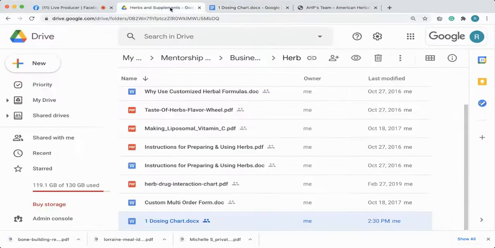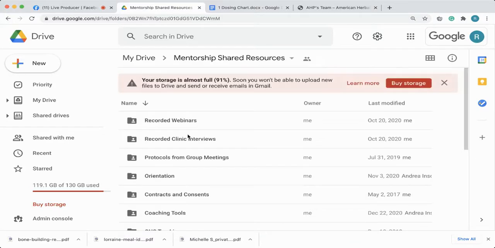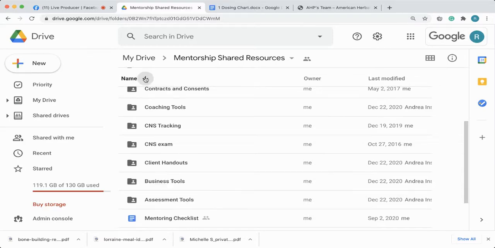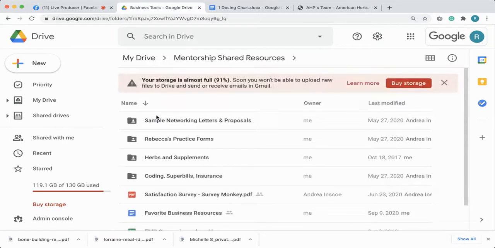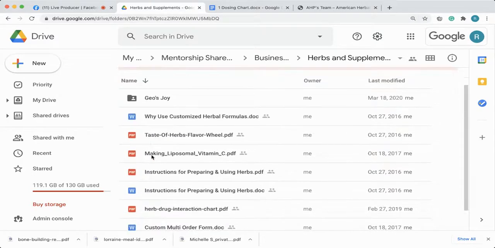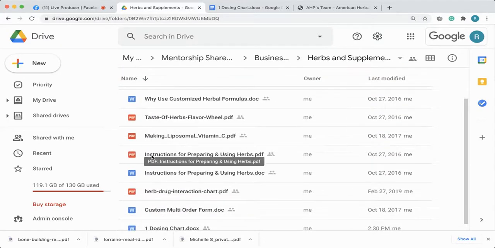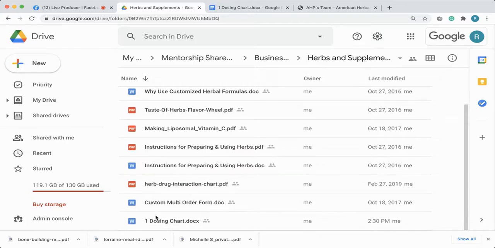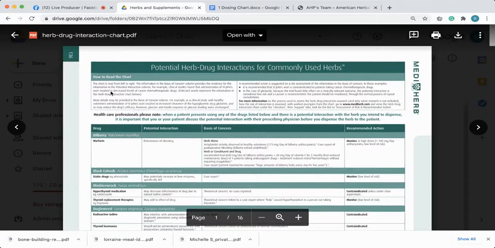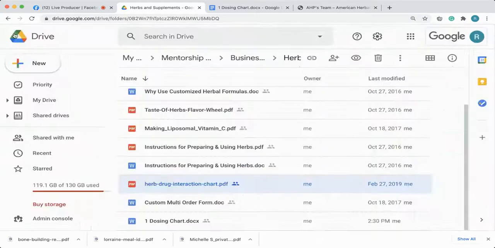Now, where do you find this? Let me show you. If you go to the shared folder under business tools, let me get that in alphabetical order here. There's an herb and supplement folder. And in that folder, there's a couple of helpful resources, including an herb-drug interaction chart from MediHerb. When you're studying for the CNS exam, I would definitely recommend using this chart. That's a good chart to reference.